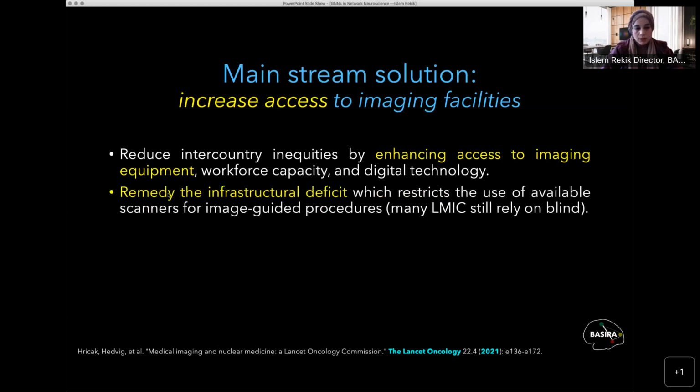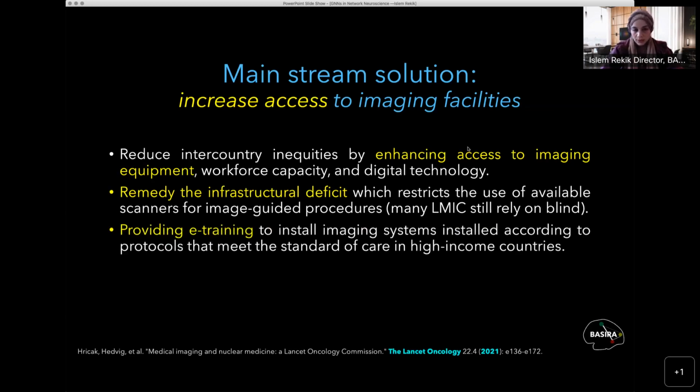So another thing is to remedy the infrastructural deficit, trying to bring these scanners to these countries. But as I said, many of these low and middle income countries rely on blind approaches, which means they don't even have imaging and they go fully invasive, trying to understand what disease they're having without any imaging. And it's really hard. It could be very difficult, particularly for practitioners in those countries, to do the diagnosis properly.